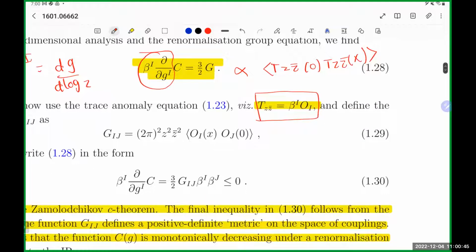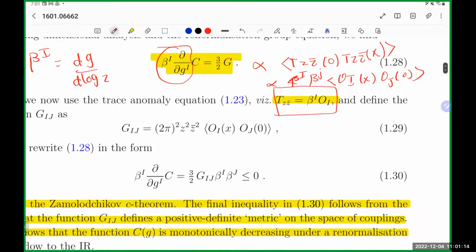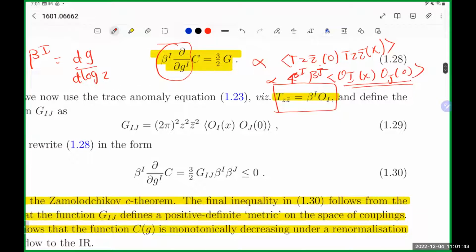But then, as you can see, if I want to take the 2-point function of T_{z z bar}, this will basically be related to beta^i, beta^j, and then the 2-point function of O_i of X and O_j of 0. That is sitting in the right-hand side of 128. So g_ij in 129 is just this part of 128. It doesn't have the beta^i, beta^j, but it has the 2-point function of the two marginal operators. So now I can write 128 using 129 as it is in 130 and say I have 3 over 2 g_ij beta^i beta^j.